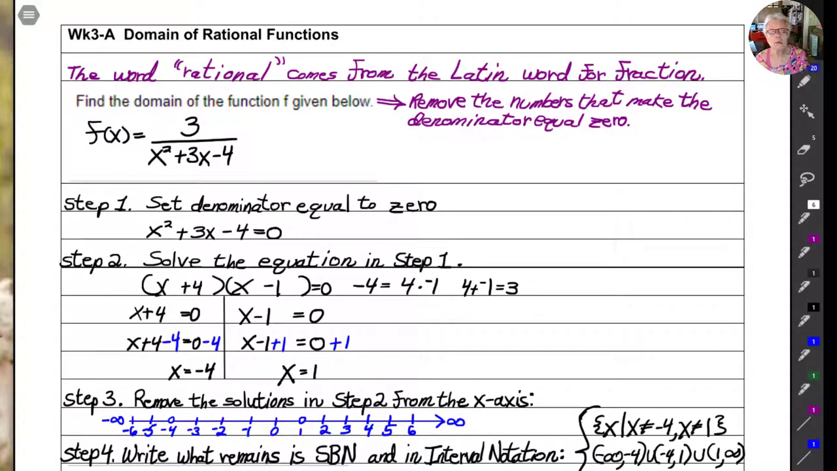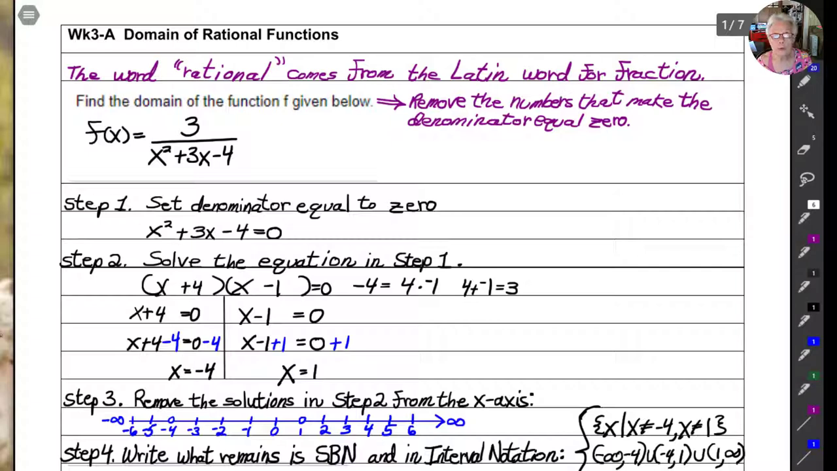We're going to talk about rational functions now. These are super fractions, sort of. The word rational comes from the Latin word for fraction, ratio. You remember ratios. We're going to find the domain of this function.